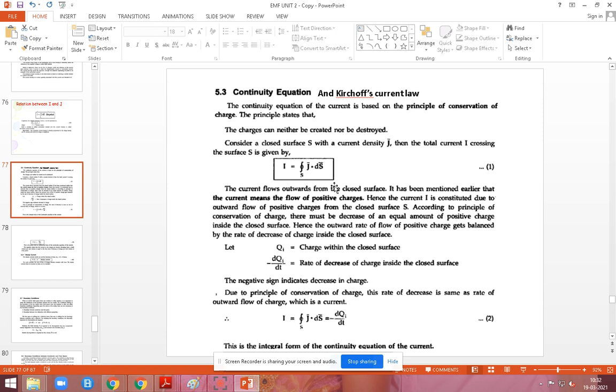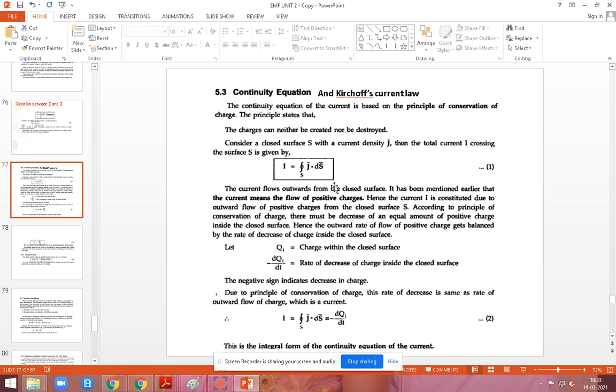So the differentiation of charge with respect to time is given by dqi by dt. Here we are going to consider the decrease of charge, the rate of decrease of charge inside the closed surface. That is the charge going to be flowing outside. We measure it as dq by dt. The charge is going to decrease as it moves towards the outside, that's why it is indicated with a negative sign, for the decreasing charge.